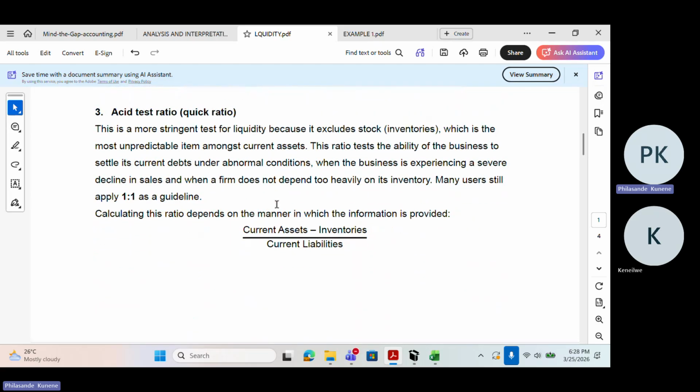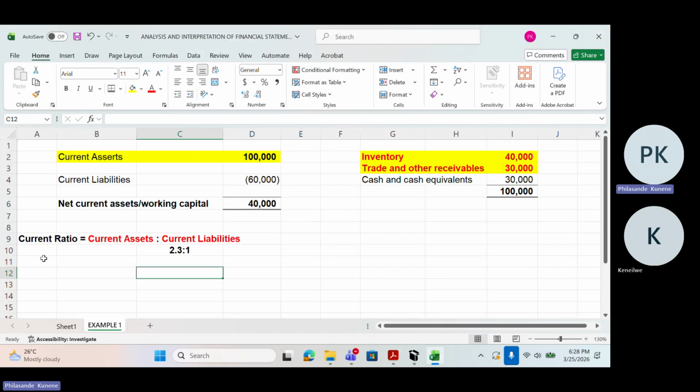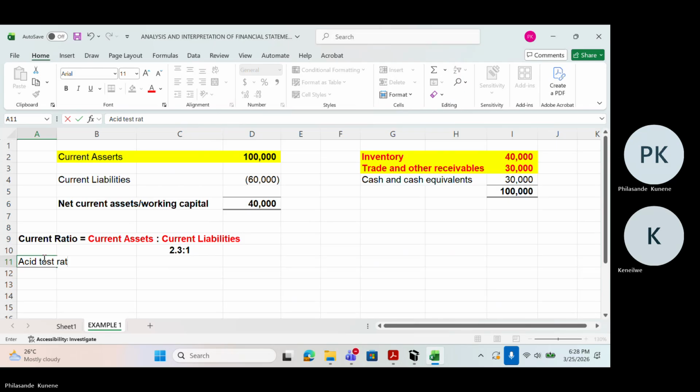Let's look at the third one. Acid test ratio. Acid test ratio is another financial indicator. Acid test ratio is equal to current assets minus inventory.